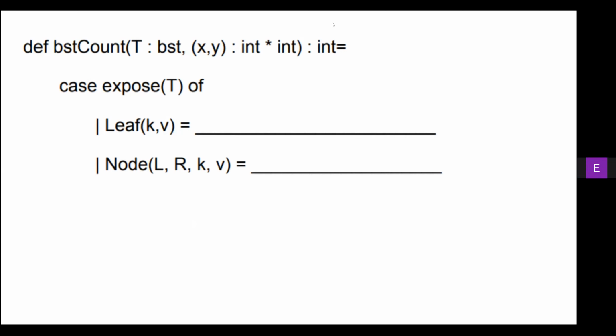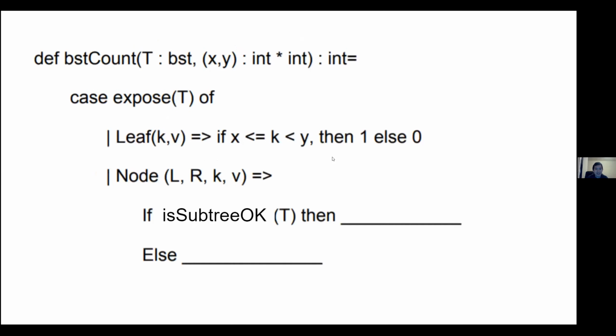For the leaf, you would just say if subtree is okay, you add 1 to your total. But for the node, you would check is subtree okay, then 1 plus the count for the left and the right. Yes, I think that's how you do it, except when you're doing left and right, you do recursive calls on BST count to get the numbers. All right, sorry, that's what I meant. Yes, that's exactly how you do it.